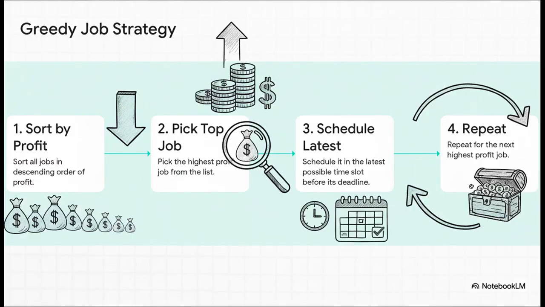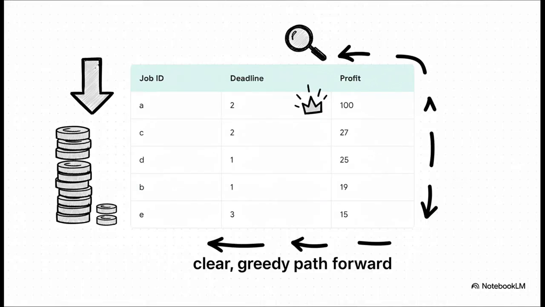So what's the greedy choice in this situation? It's pretty obvious. You go for the money. The best choice right now is always going to be the job that pays the most. So our strategy is simple. First, we sort all the jobs by profit, from highest to lowest. Then we try to schedule them one by one. And there we go. We've sorted our list. Job A is clearly the big winner, followed by C, then D, and so on down the line. Now we have a clear, greedy path to follow.